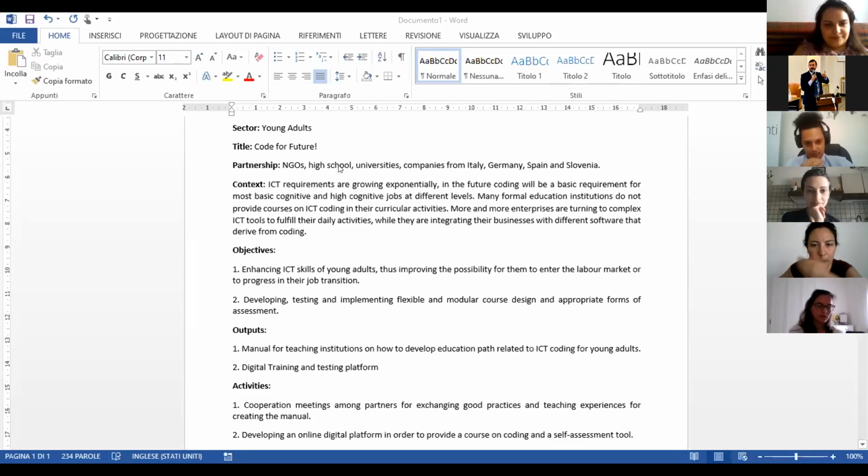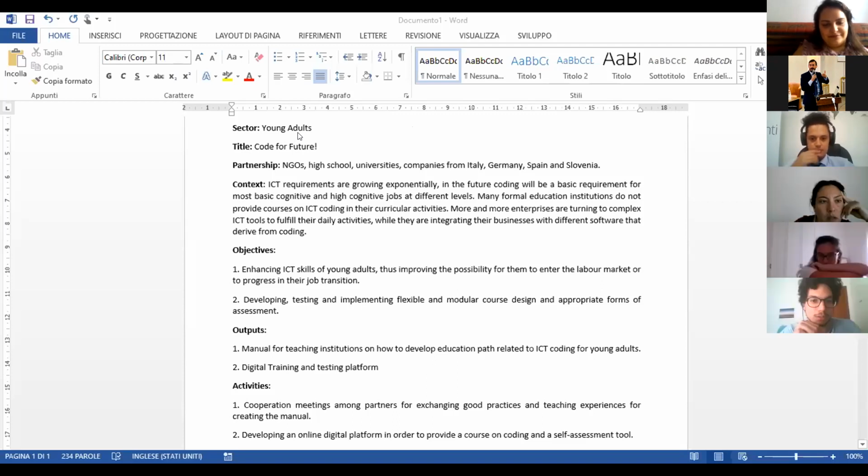So my project is about coding. I mean ICT coding. So the title is Code for Future, and I would like to involve, I don't know if I've done it well, but the partnership would be very, very large, since it would include NGOs, high schools, universities, and companies coming from Italy, Germany, Spain, and Slovenia. So in order to cover a broad geographical area.